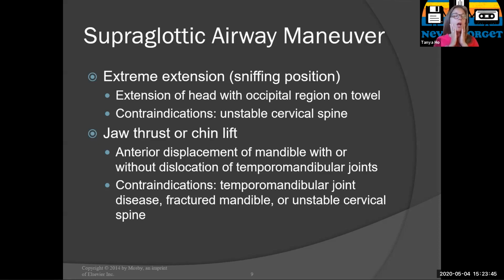TMJ, if they can't, do this. An unstable cervical spine, I think they still do it. I mean, I think we talked about having some opposing pressure. So if a patient has an unstable cervical spine, you might be thinking, what can we do? Like, we can't even do anything.